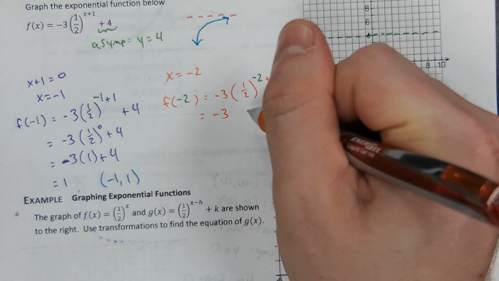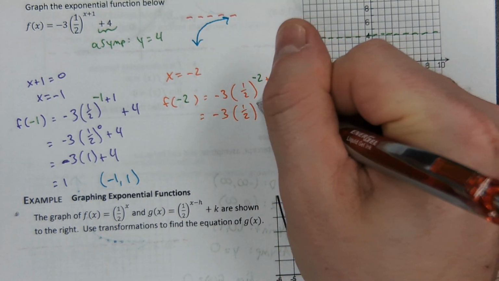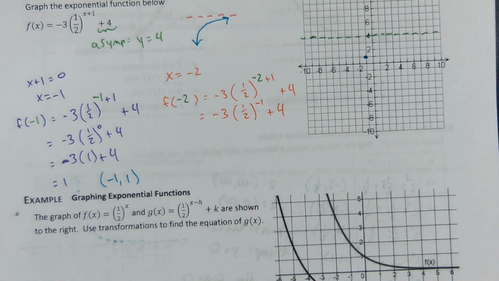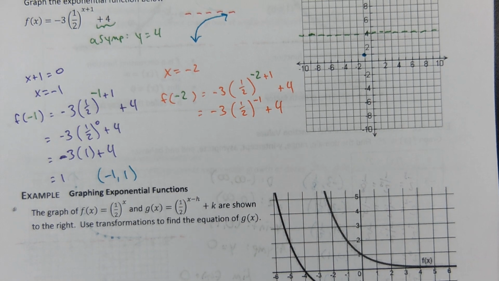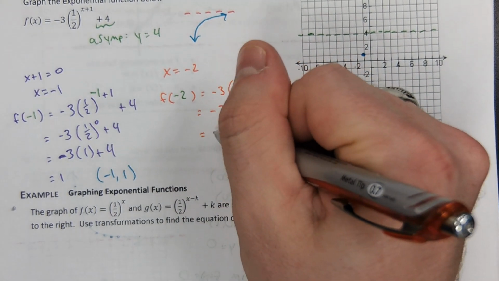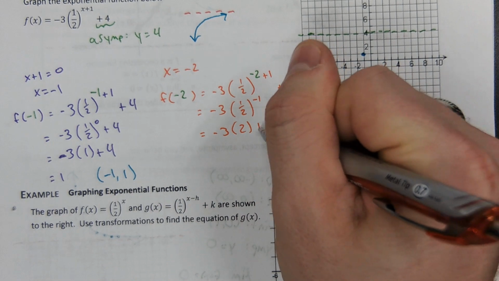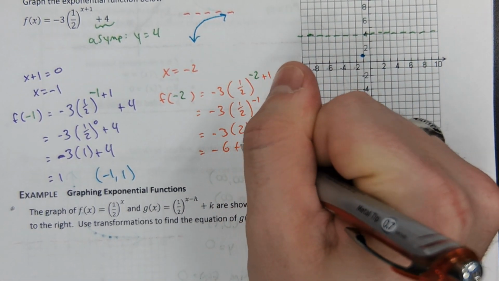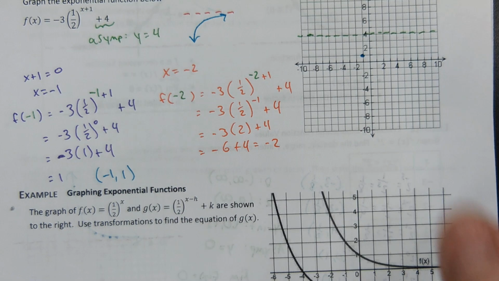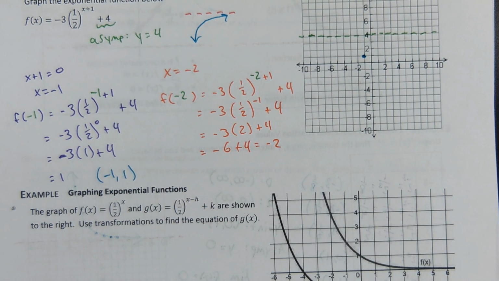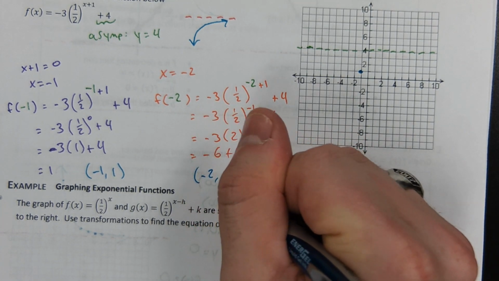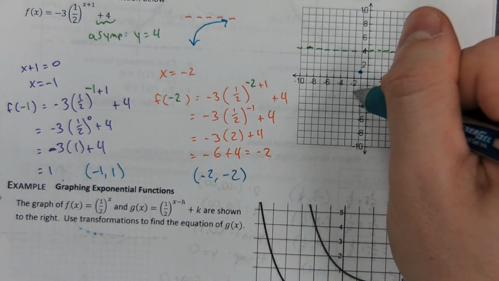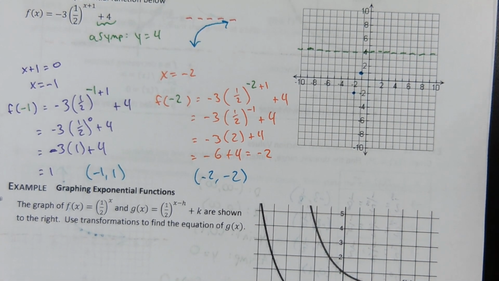Negative 2 plus 1 is negative 1. And you might be thinking, oh my goodness, fractions. But remember what a negative exponent does to a whole fraction. If the entire fraction has the negative exponent, the whole fraction flips over. So now it's negative 3 times positive 2 plus 4. Negative 6 plus 4, which is negative 2. So the other dot that we need is at negative 2 comma negative 2, which is here.